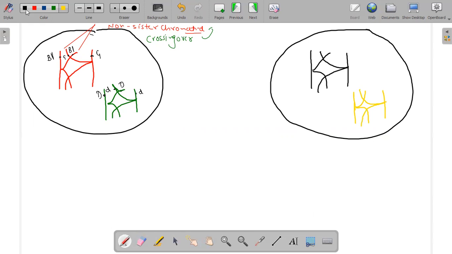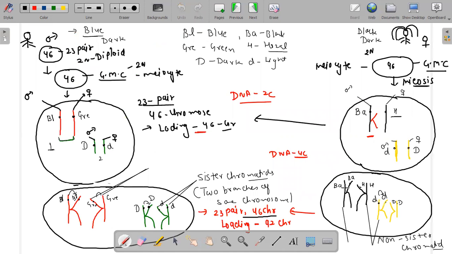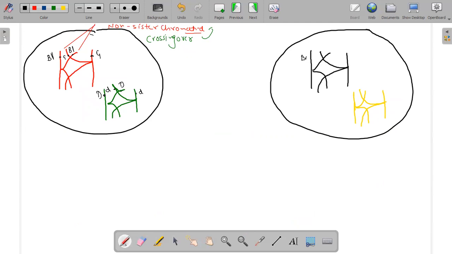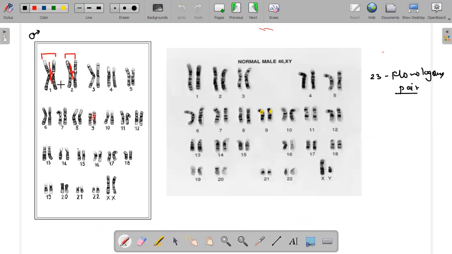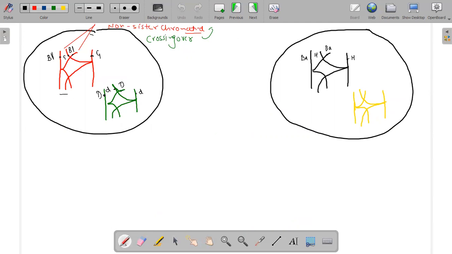Now I'm drawing the alleles. These are BA and BA, black and black, so they are in crossing over pattern. This is black, and the branch is in crossing over pattern, so the BA allele is in crossing over pattern. And here the hazel eye color is in crossing over pattern. This pair is the first pair of chromosomes, and it determines the color of eye. So this one is again the first pair, and it is again determining the eye color.